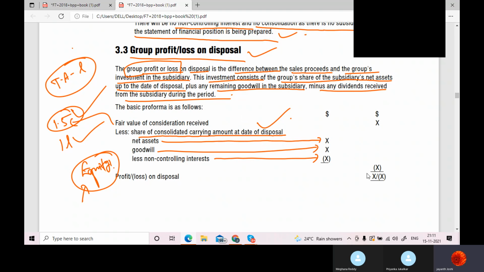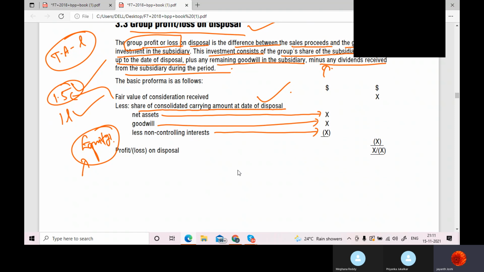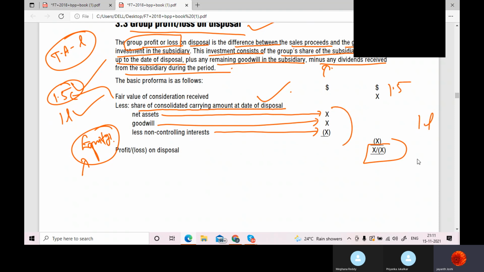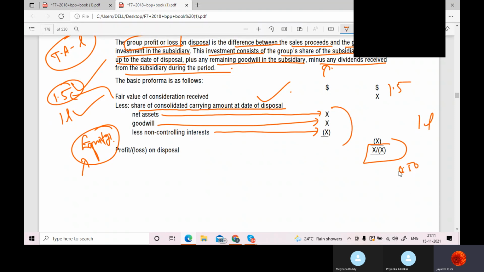If at all dividends are there, that also you remove. If at all they pay dividends, okay? Because you have to remove the dividends also, because you got the benefit from them. So this is the difference amount. Suppose this entire thing is 1.5 and this total thing is 1 lakh. So 0.500 gain, finished.